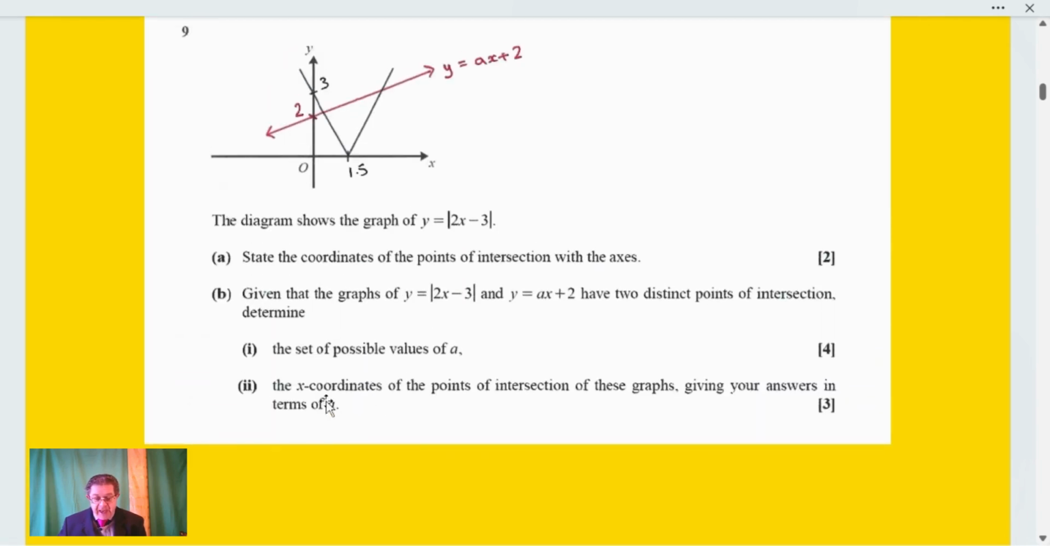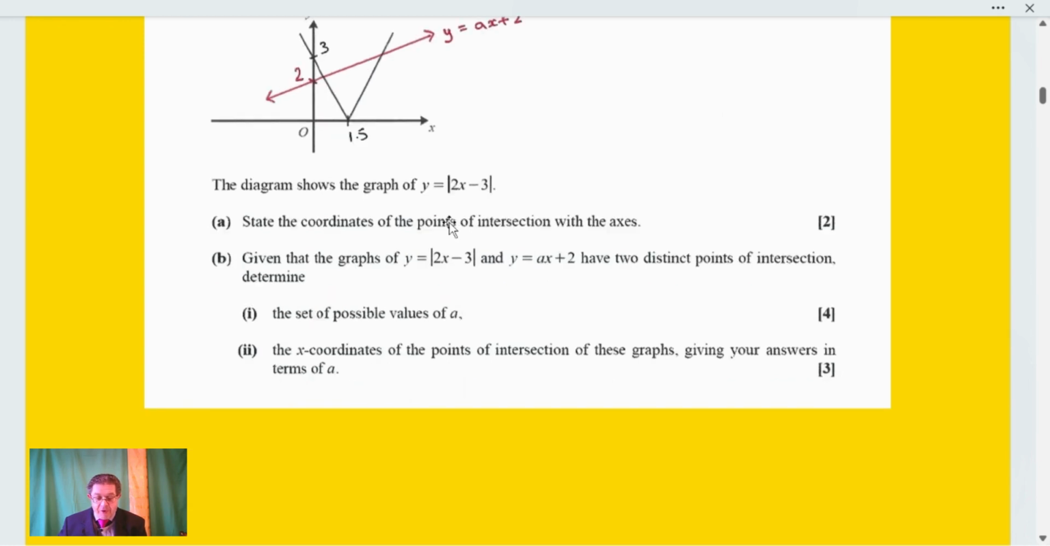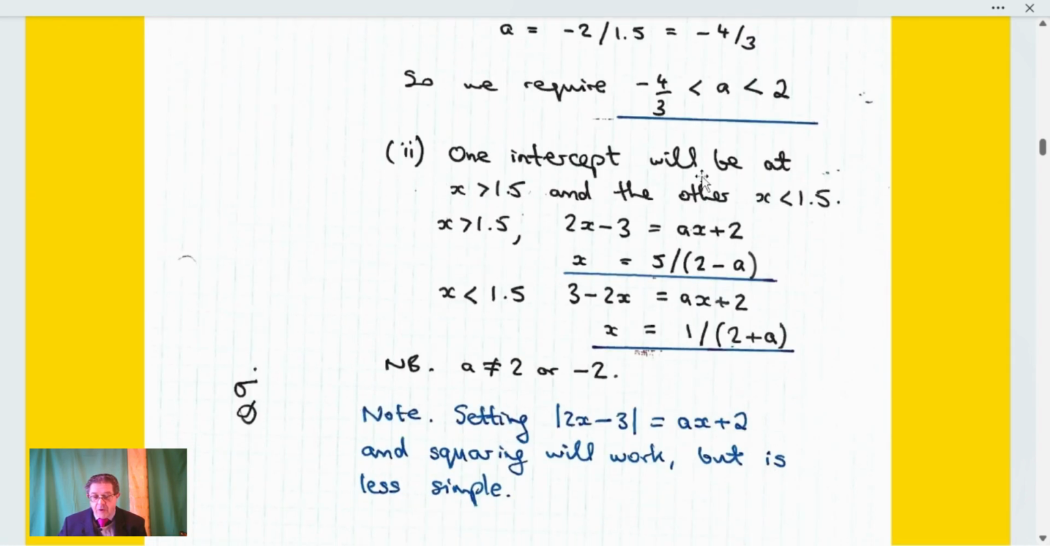Part b(ii) says, find the x coordinates of the points of intersection of these graphs, giving your answers in terms of a. So if a is in the correct region, that is between minus 4/3 and 2, it will intersect in 2 places, here and here. We can find those by using the positive and negative values of 2x take 3, the 2 sides of the modulus function. So first of all, one intercept will be when x is bigger than 1.5. We solve the equation and we get x is 5 divided by 2 take a.